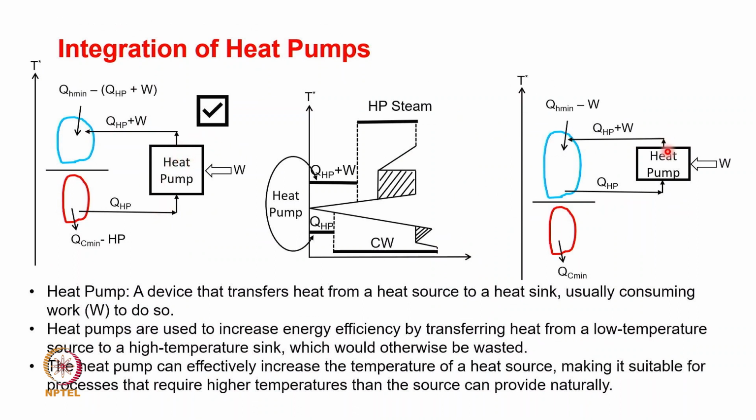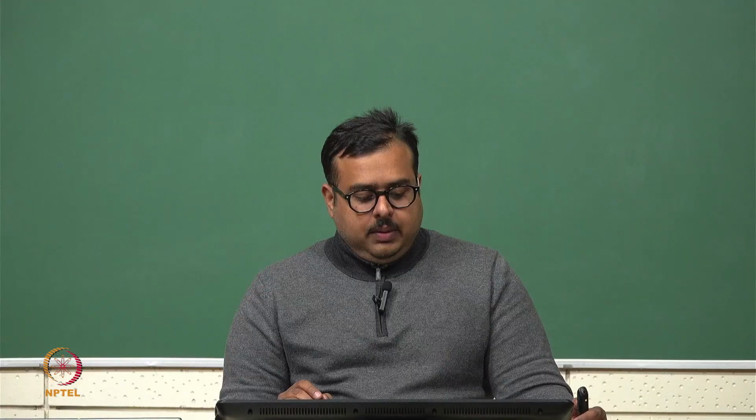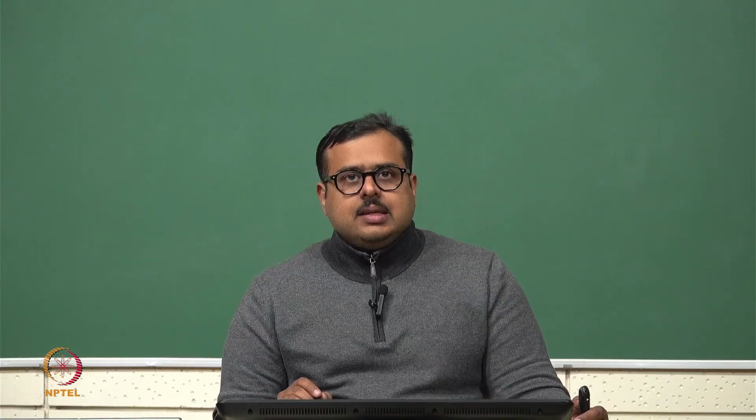Why? Because let's consider a case where we only keep the heat pump above the pinch. So what are we doing? It is taking QHP from here, you again supply W, and you supply QHP plus W back. So what is the net gain? The net gain is only W, which you are anyway supplying over here. So this is definitely not useful. So this is one way to integrate a heat pump and heat engine, which essentially results in cogeneration.